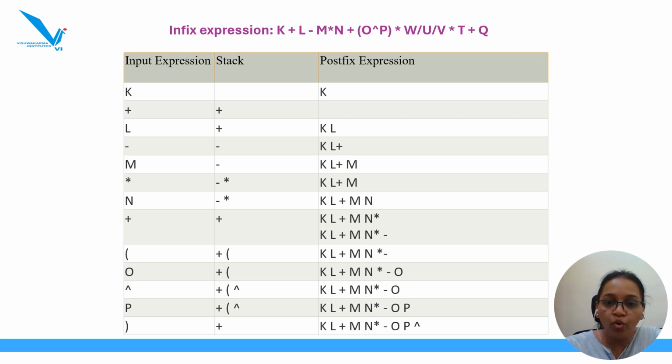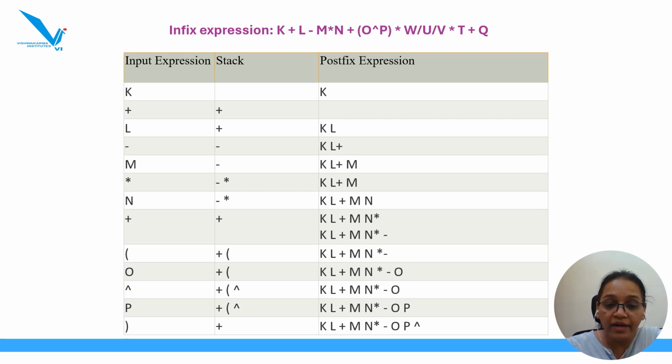Then comes O. O is an operand, directly put it into the postfix. Then comes exponent. Exponent is of higher precedence than plus, right? See, while you are pushing, parenthesis is not an operator, right? It is just a symbol. So exponent is higher precedence than plus, so you can directly push it onto the stack. Then comes P. P is an operand, directly into the postfix. Then comes the closing bracket.